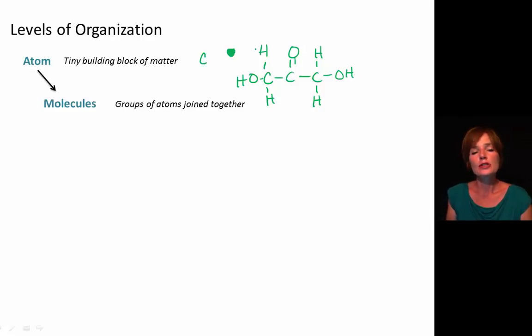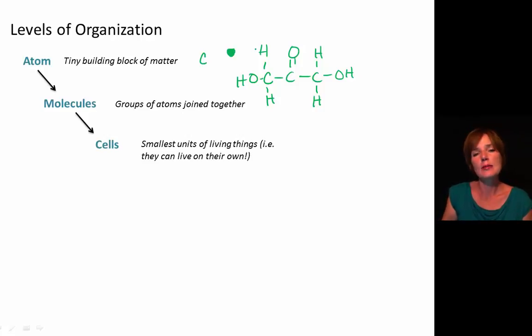This is a very simple carbohydrate that we're looking at here. So we start off with atoms, then we start to connect them together so that we get molecules, so groups of atoms joined together, and then the next step is going to be to take those molecules and put them together to construct cells.